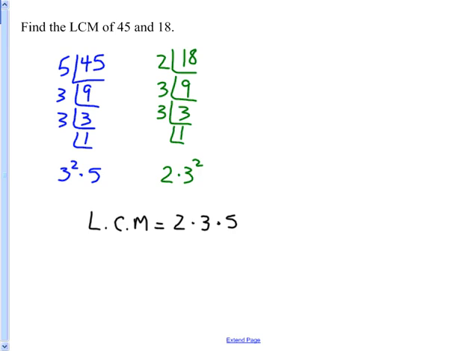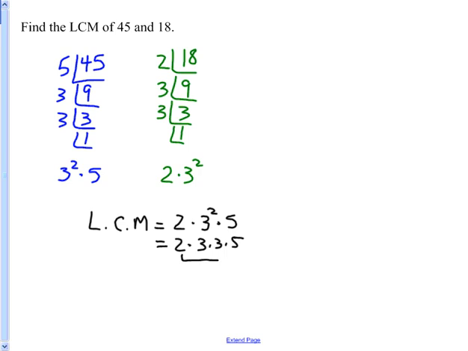So if I look here, we see that 3 is raised to the power of 2 in both cases. So we're going to need 3 squared. If I look, 5 only appears once, so I only need 5 once. And in 18, 2 appears once, so I only need 2 once there. So the lowest common multiple will be the product of all these.